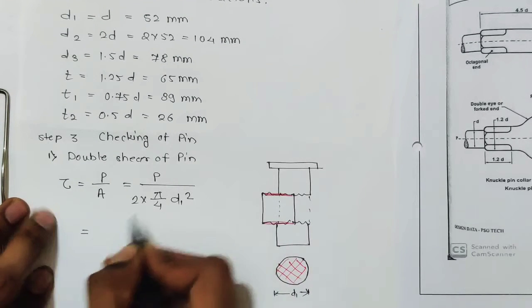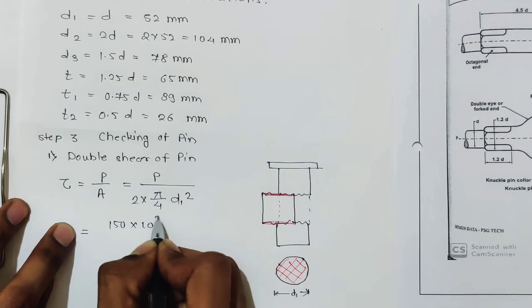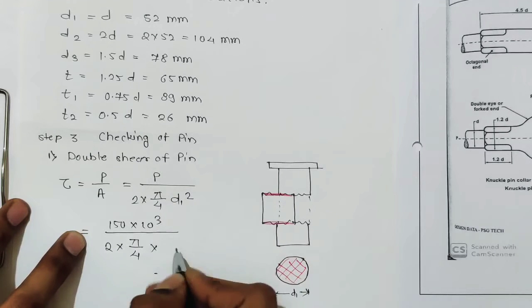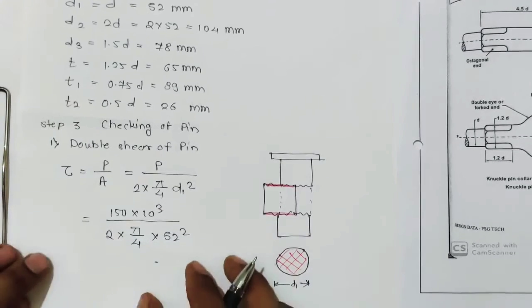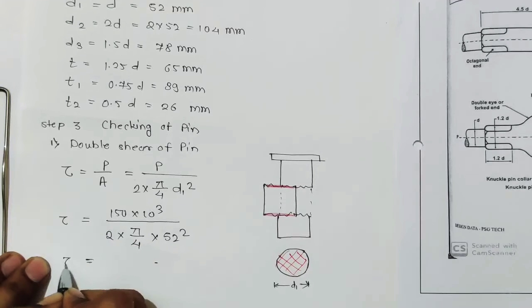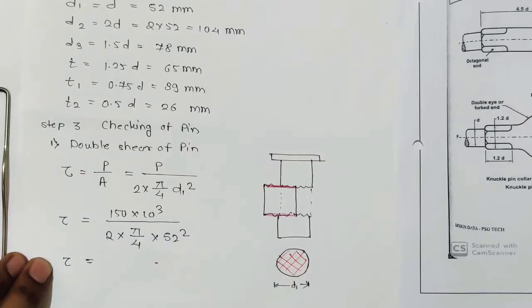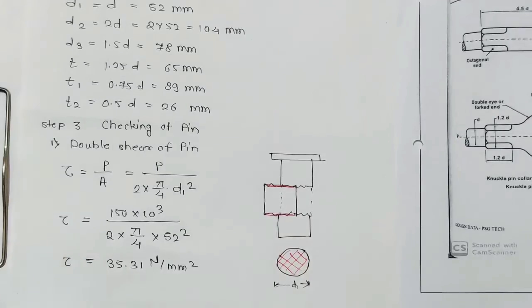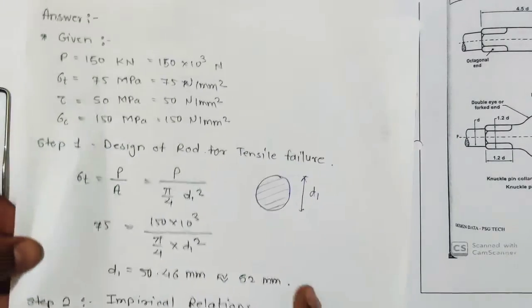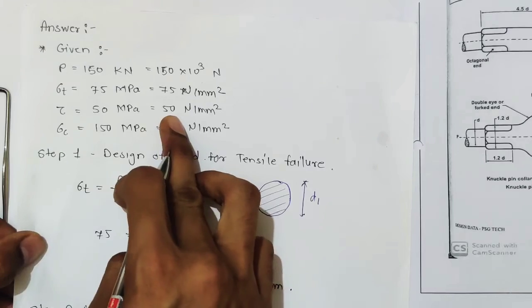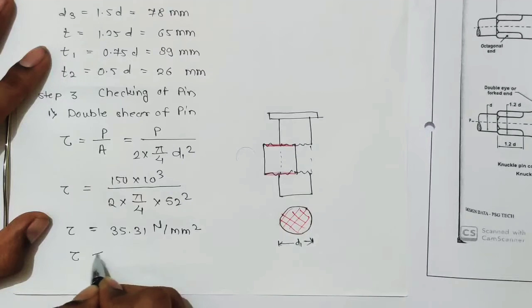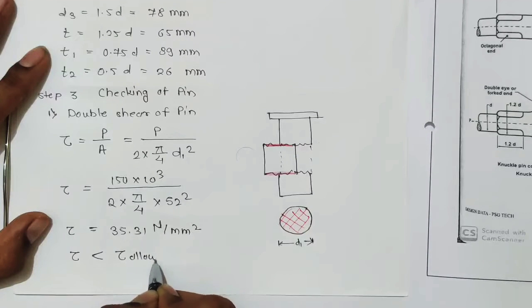So tau is equal to P, which is 150 into 10 raised to 3, divided by 2 into pi by 4 into d1 square, which is 52 square. If you do the calculation, you will get the value of tau as 35.31 Newton per mm square. And what is the allowable shear stress given here? The allowable shear stress is 50, and tau is less than 50. So tau is less than tau allowable.